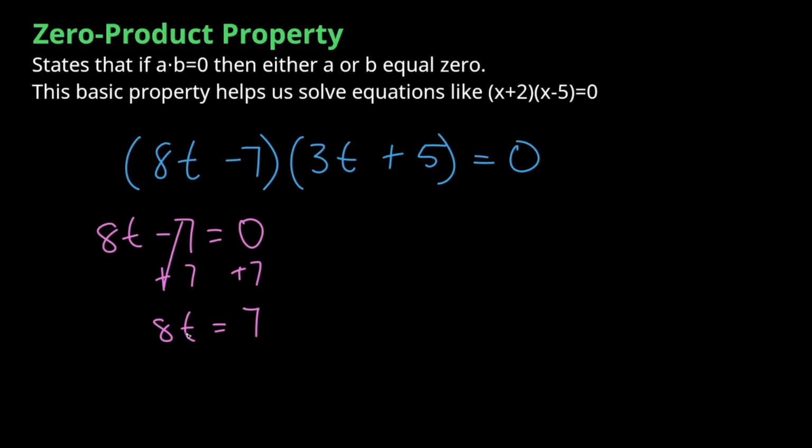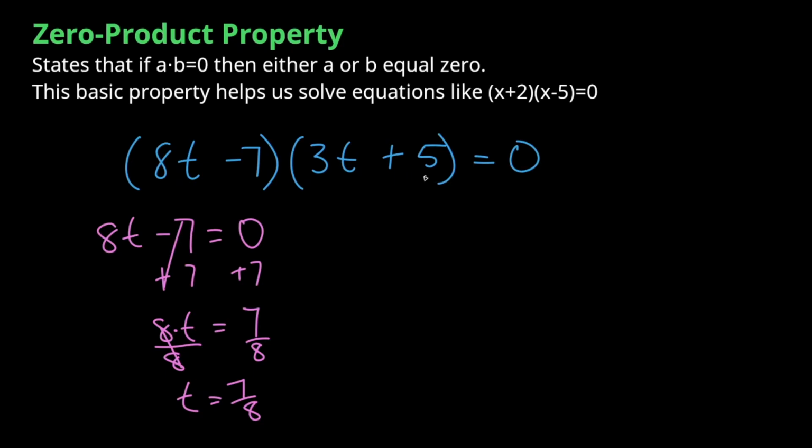Now we want to get t by itself. This is 8 times t, so we need to do the opposite operation of times, which is division. That will undo it, so we divide both sides by 8. We're left with t equals 7 over 8. That means when we plug in 7/8 up here for t, we'll get 7 minus 7, and that equals 0. So 0 times something equals 0.